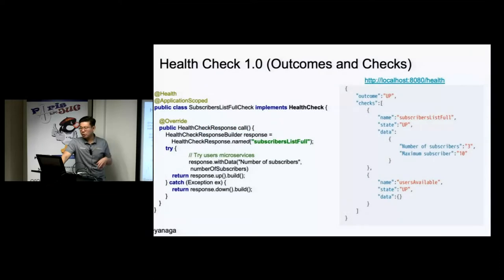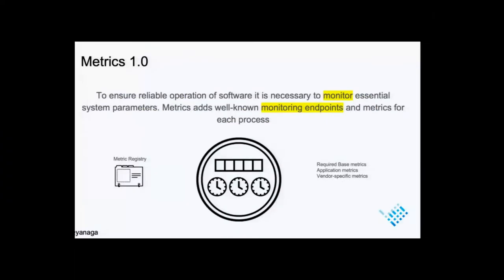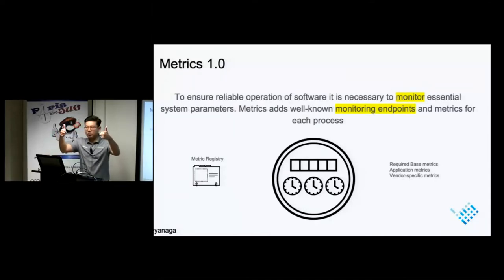So I'm going to show this with code too. Health check is either my application is up or is down. Is ready for requests or not. With metrics, you can provide numbers.